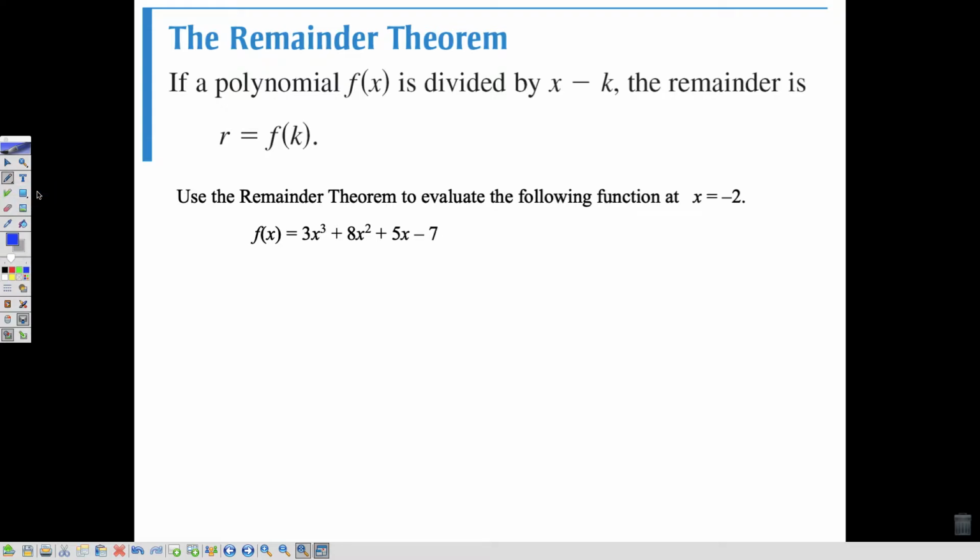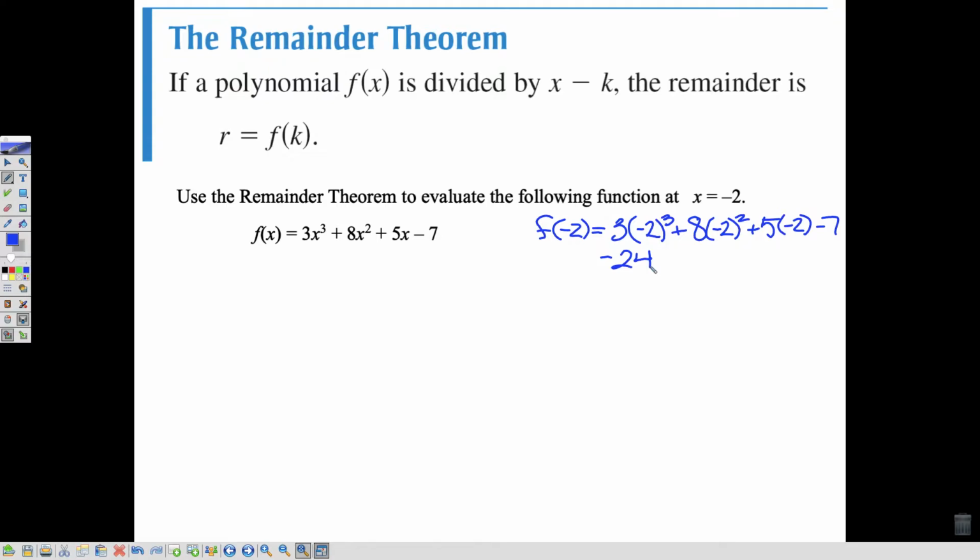Okay, so I want -2. And you notice this says x of -2, so I don't have to set it equal to 0. It's already there, right? So we're going to plug in f of -2. We'd have 3 times -2 cubed plus 8 times -2 squared plus 5 times -2 minus 7. That's how we would do this? Okay, so 2 cubed is 8, and it'd be negative. So -8 times 3 is -24.